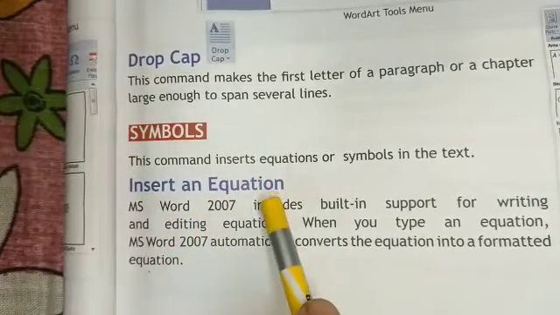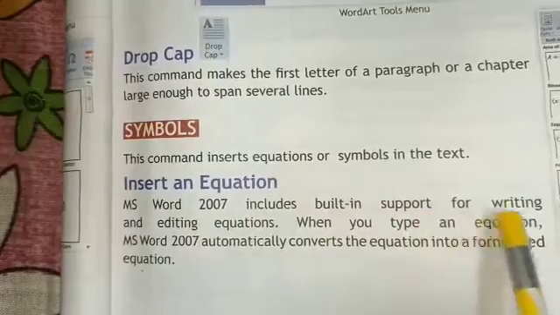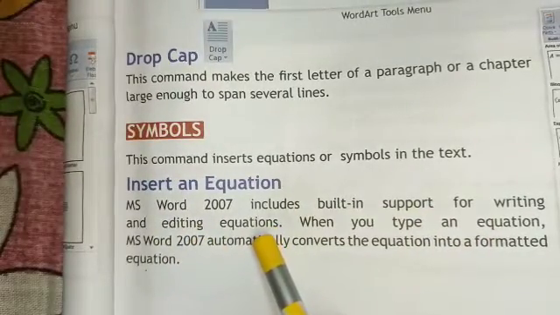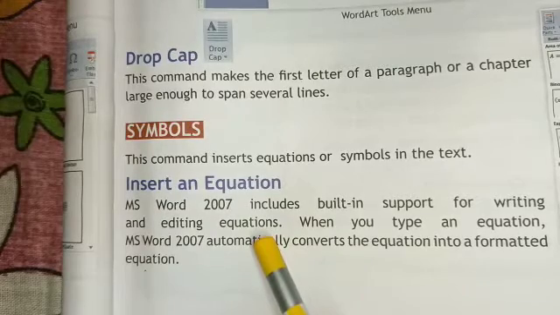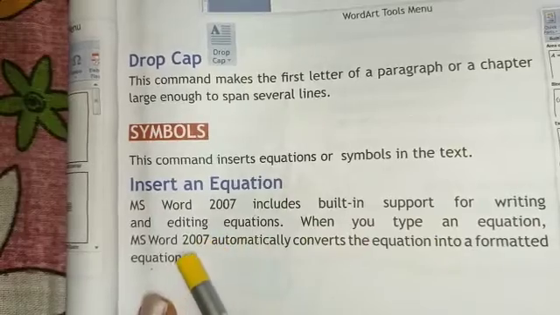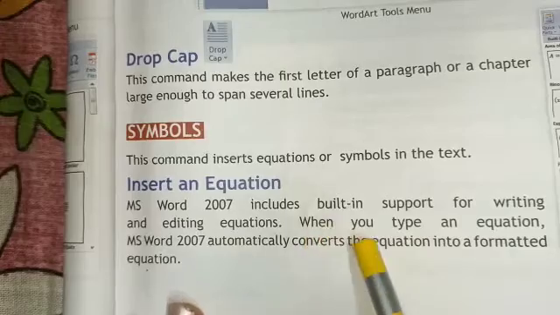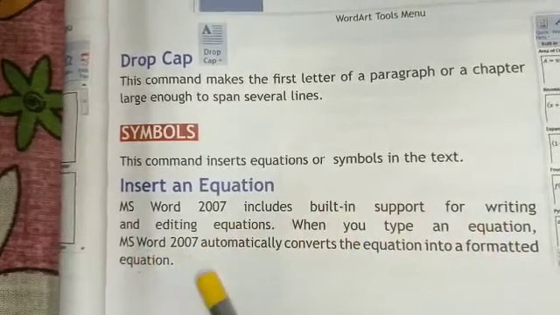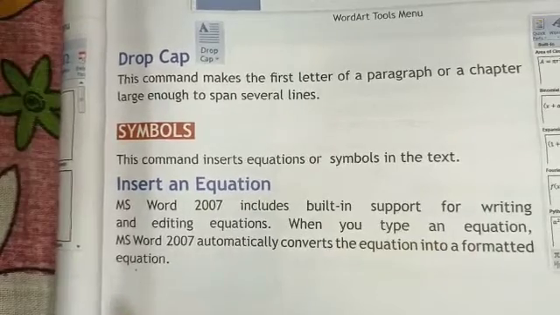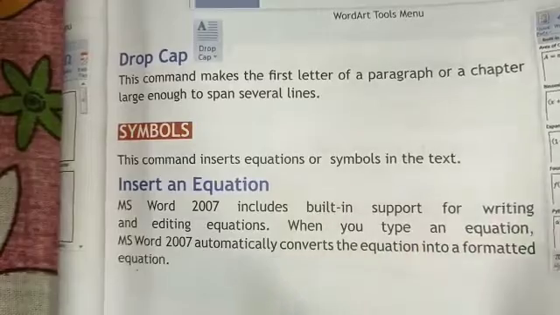Insert an equation. MS Word 2007 includes built-in support for writing and editing equations. So in MS Word 2007, we can find some already given equations to write and edit them. When you type an equation, MS Word 2007 automatically converts the equation into a formatted equation. When you type an equation in MS Word 2007, it will automatically convert it into a formatted equation.